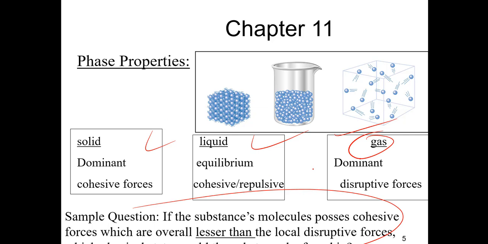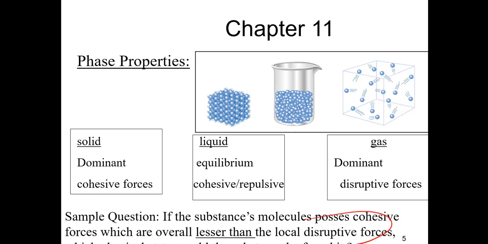I could ask you a question like this. For example, if the substance molecules possess cohesive forces which are overall lesser, so the dominant one is going to be disruptive, therefore the physical state is probably going to be a gas. So in general, if we increase the temperature, we're increasing the disruptive forces, and it goes from a solid to liquid to gas.